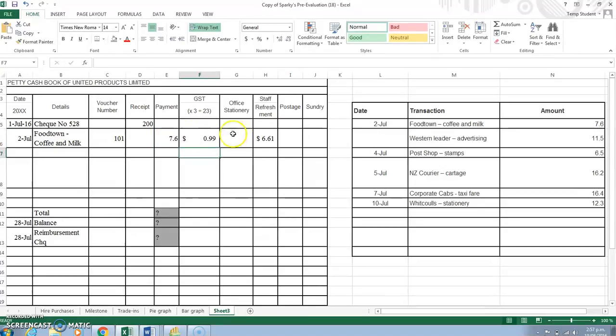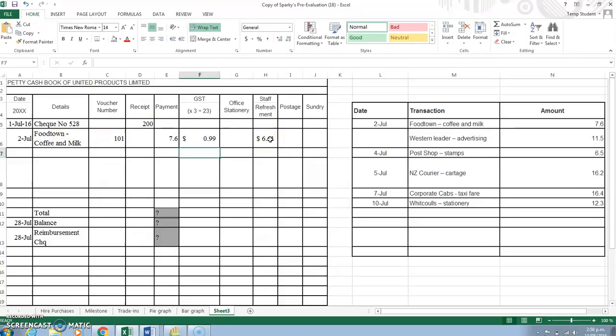Okay, now we need to figure out what column Foodtown, coffee and milk fall under. So there's stationery, then there's the staff refreshments, the postage and sundry. If you don't know what sundry is, it's basically a miscellaneous column, so it's in no relation to any of these 3 here. So the obvious choice for coffee and milk would fall under staff refreshment.